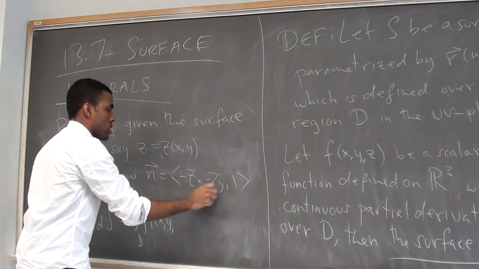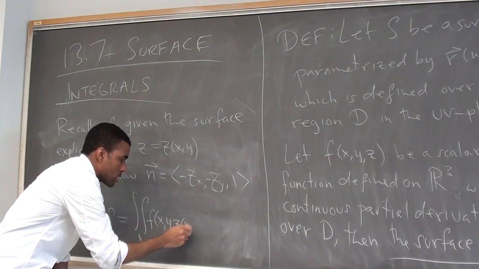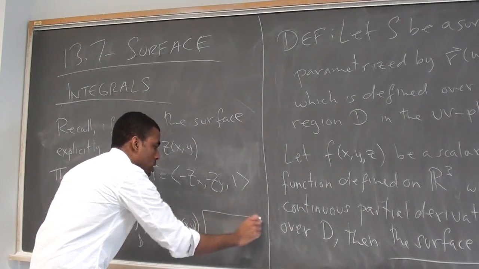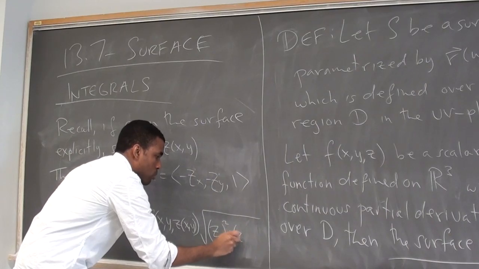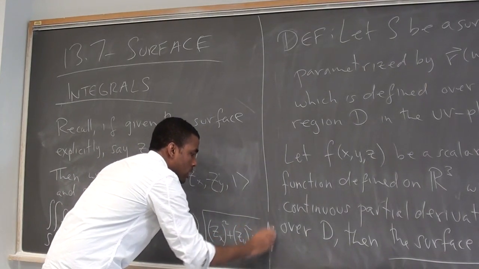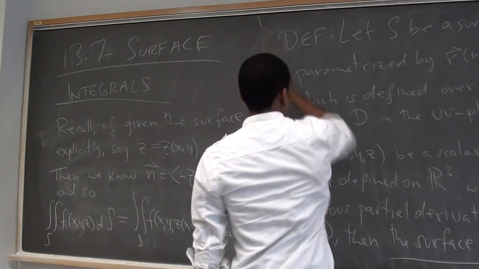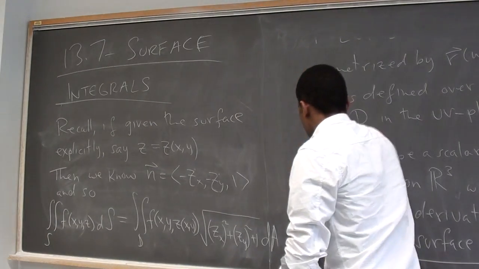Partial of z with respect to x and partial of z with respect to y. And I can say f of, just plug in the z here, and then over here, just do z sub x squared plus z sub y squared plus 1 dA. Right? It's actually an equivalent formula. It's just that you're using the trivial parameterization that we spoke about. And you can actually write the integral in that way.